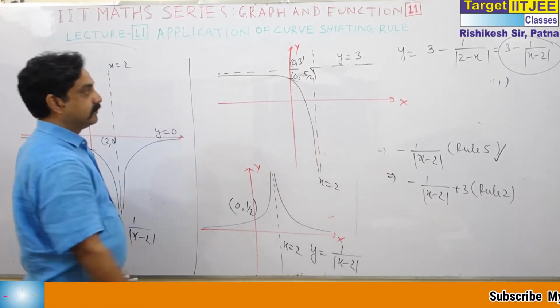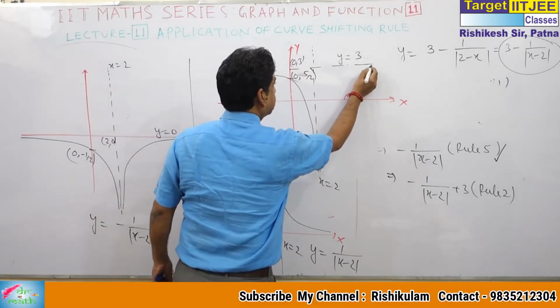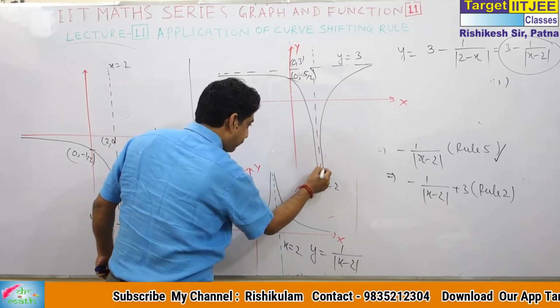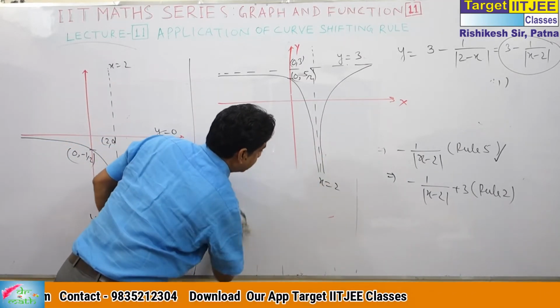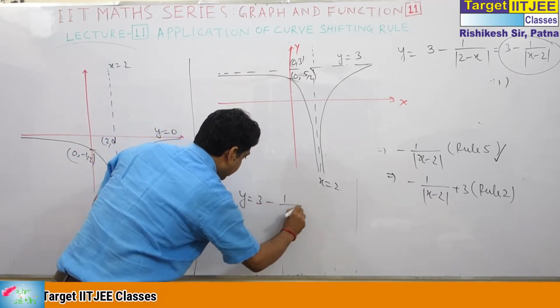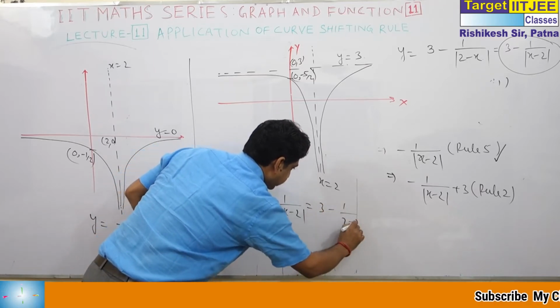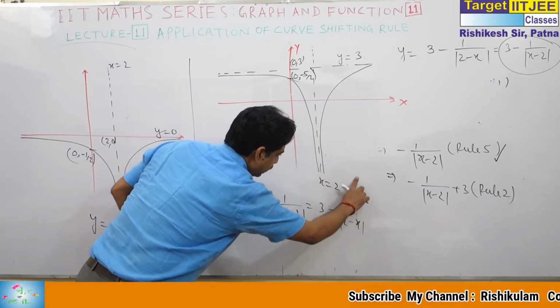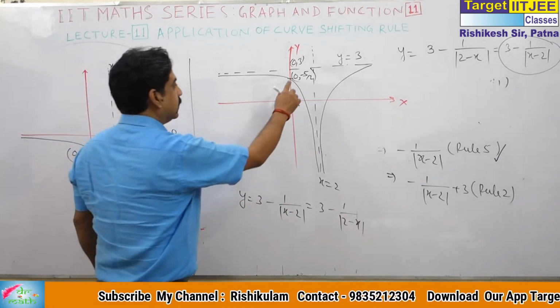You can see. And when this shifts, this will go like this. This will go like this. Let me erase this one. This is the final graph of what? This is the final graph of y is equal to 3 minus 1 by |x minus 2|. Both are the same. I haven't gone through this to avoid one step. Both are the same.